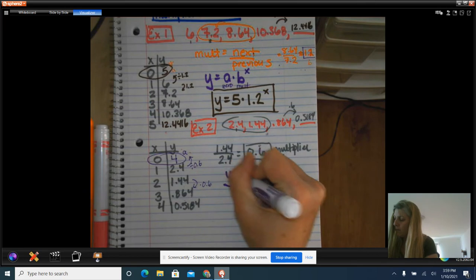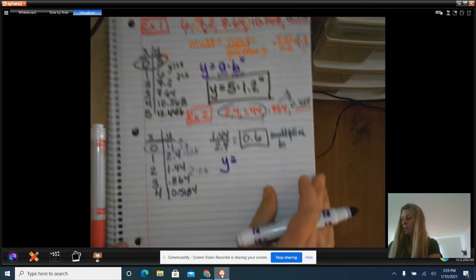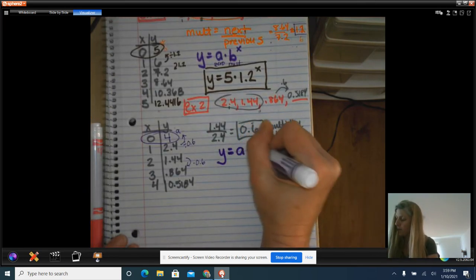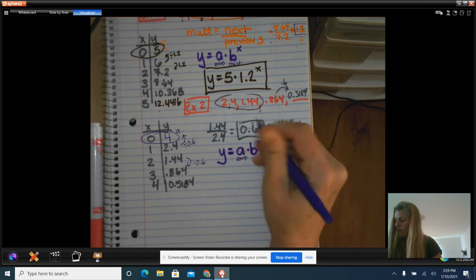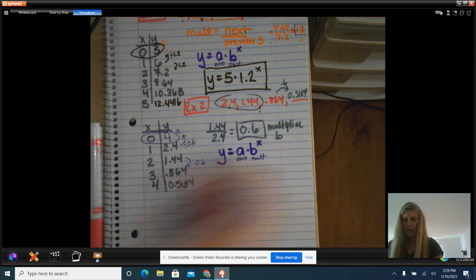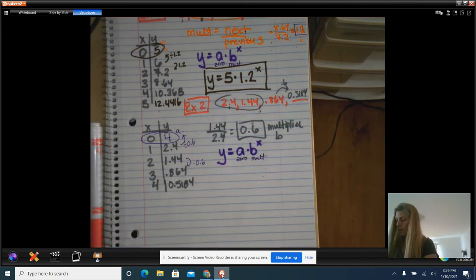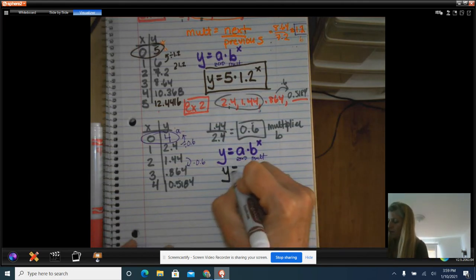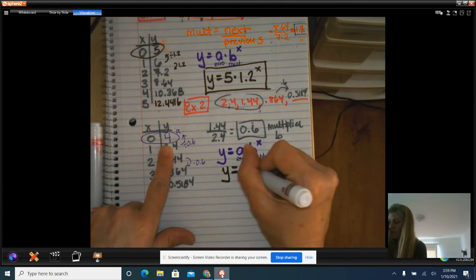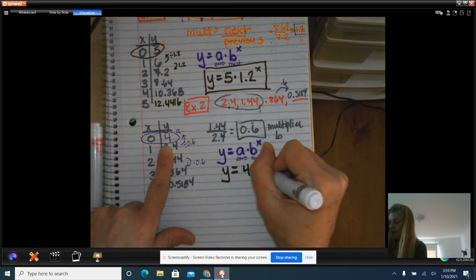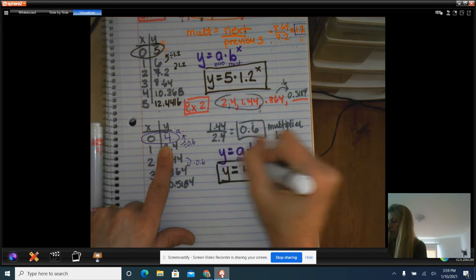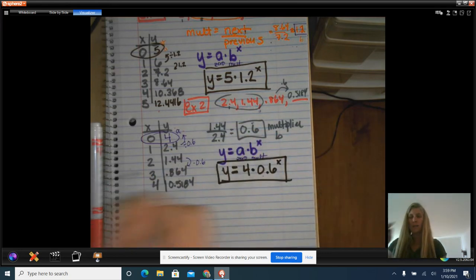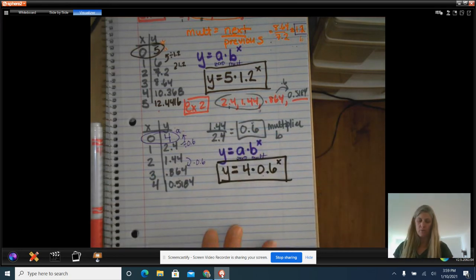Okay, now we're ready to go ahead and write our explicit equation. Once again, for exponential functions and geometric sequences, it's y equals a times b to the x power, with a being our 0 and b being our multiplier. So this equation is going to be y is equal to, our a is 4, and our multiplier is 0.6, and that's to the x power. So we have turned our sequence into the equation of our exponential function.